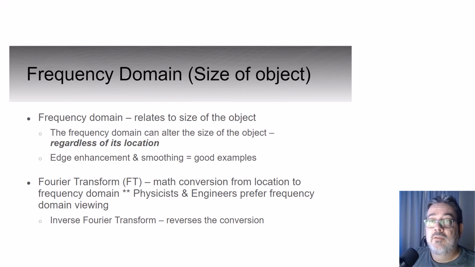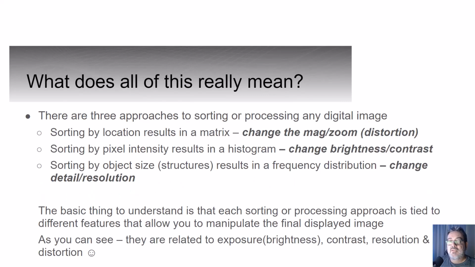Frequency domain relates to the size of the object being imaged, and similarly to the intensity domain, it also occurs regardless of location. Edge enhancement and smoothing are great examples of a frequency domain function. Fourier transform and inverse Fourier transform convert from a spatial domain to a frequency domain. This is typically used by physicists and engineers as a preference for looking at image data. All right, what does all this really mean?